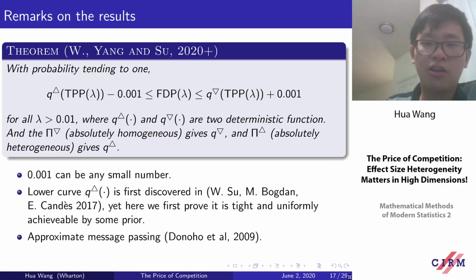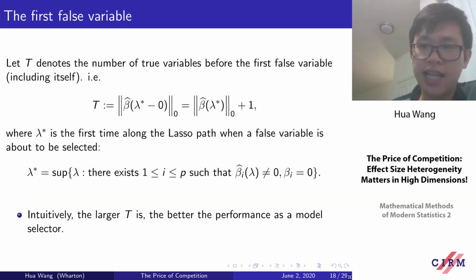Okay, so that concludes the first part of this talk. In the next part, we will elaborate on a very different notion of performance criterion, namely the rank of the false variable, instead of using TPP and FDP. We define T as the number of true variables before the first false variable.